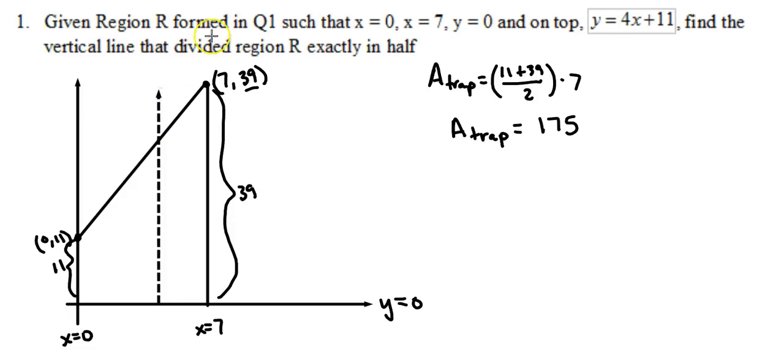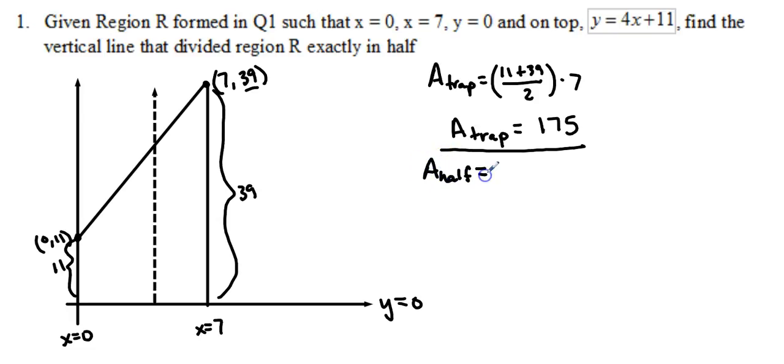So we want to find the equation of that line right there, so that the area of this portion is equal to the area of this portion. Maybe I went over a little bit too far. Maybe it's somewhere around there. I don't know, but you get the point. So the area of the whole trapezoid is 175, so the area of each half is going to be 175 over 2. And we'll leave it in this form. You'll see why in a second.